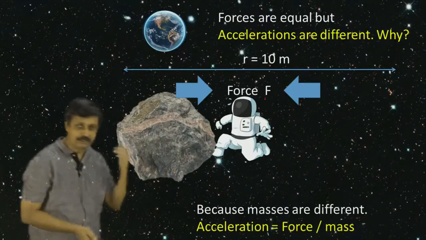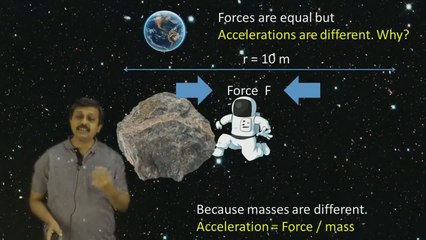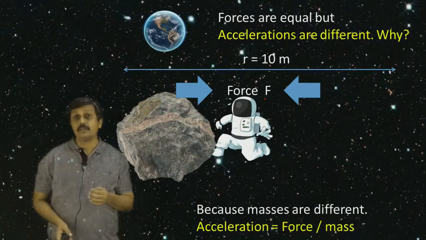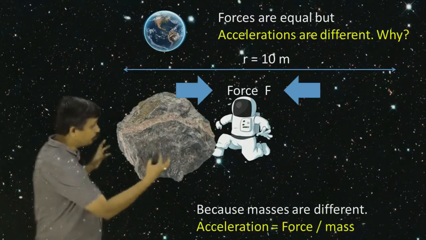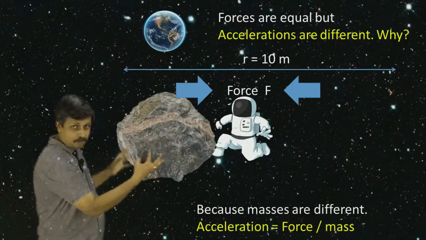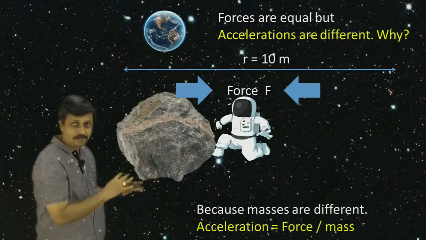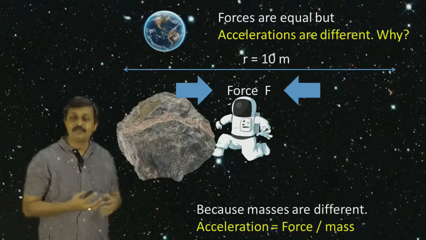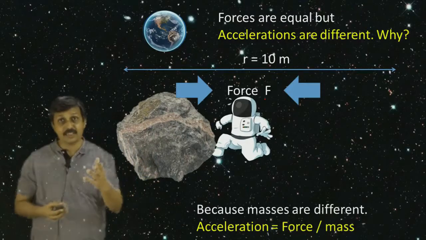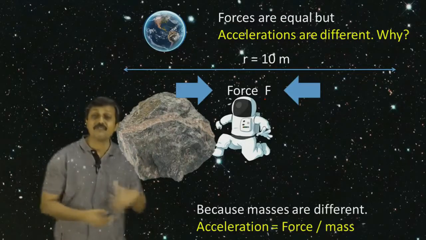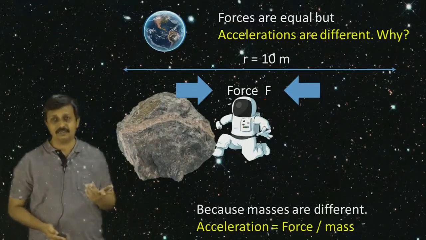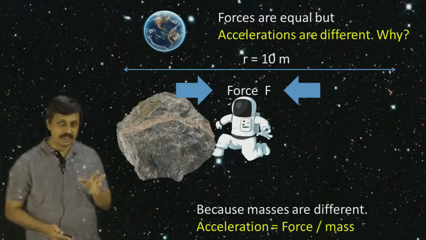If the denominator increases, acceleration decreases. So that is the reason when you have two objects, one with higher mass and one with smaller mass, they may have the same forces acting on them, but they may move differently depending on their masses. Okay? That is what we have to understand.